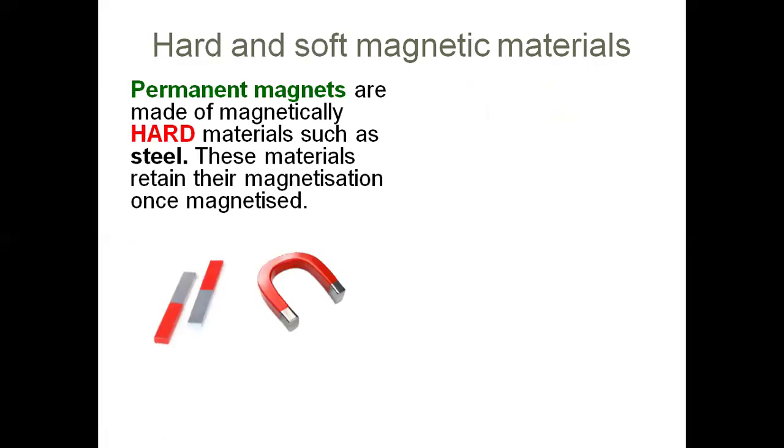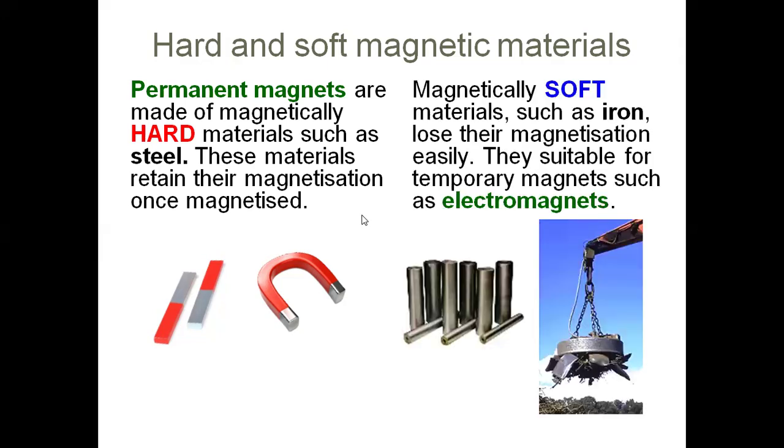So, hard and soft magnetic material. Permanent magnets are made of magnetically hard material such as steel. These materials retain their magnetism once they are magnetized. It means it is difficult to magnetize them, but once they become a magnet, they will retain their magnetism. And soft materials such as iron are easy to magnetize, but they lose their magnetism easily. So they are suitable for temporary magnets like the core of an electromagnet.